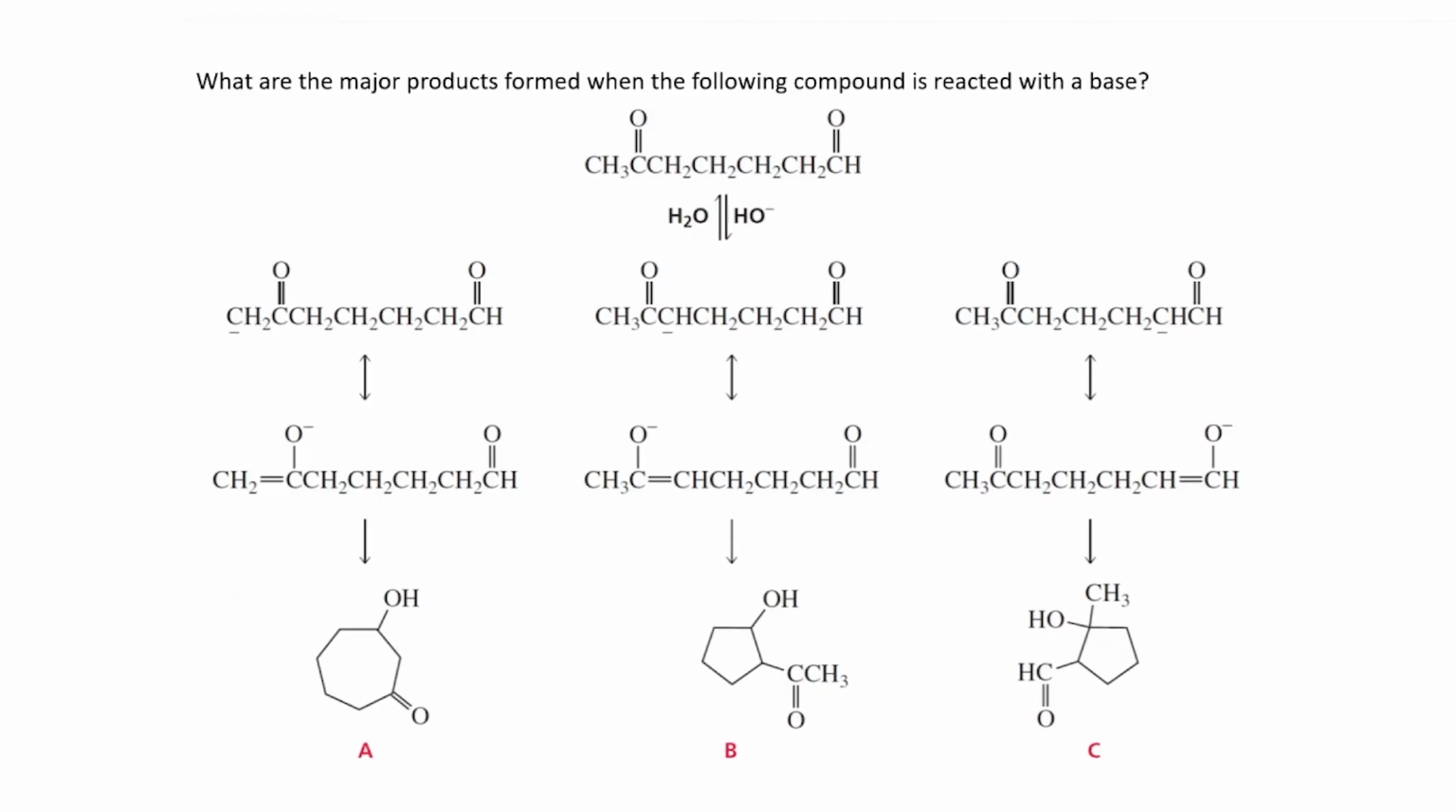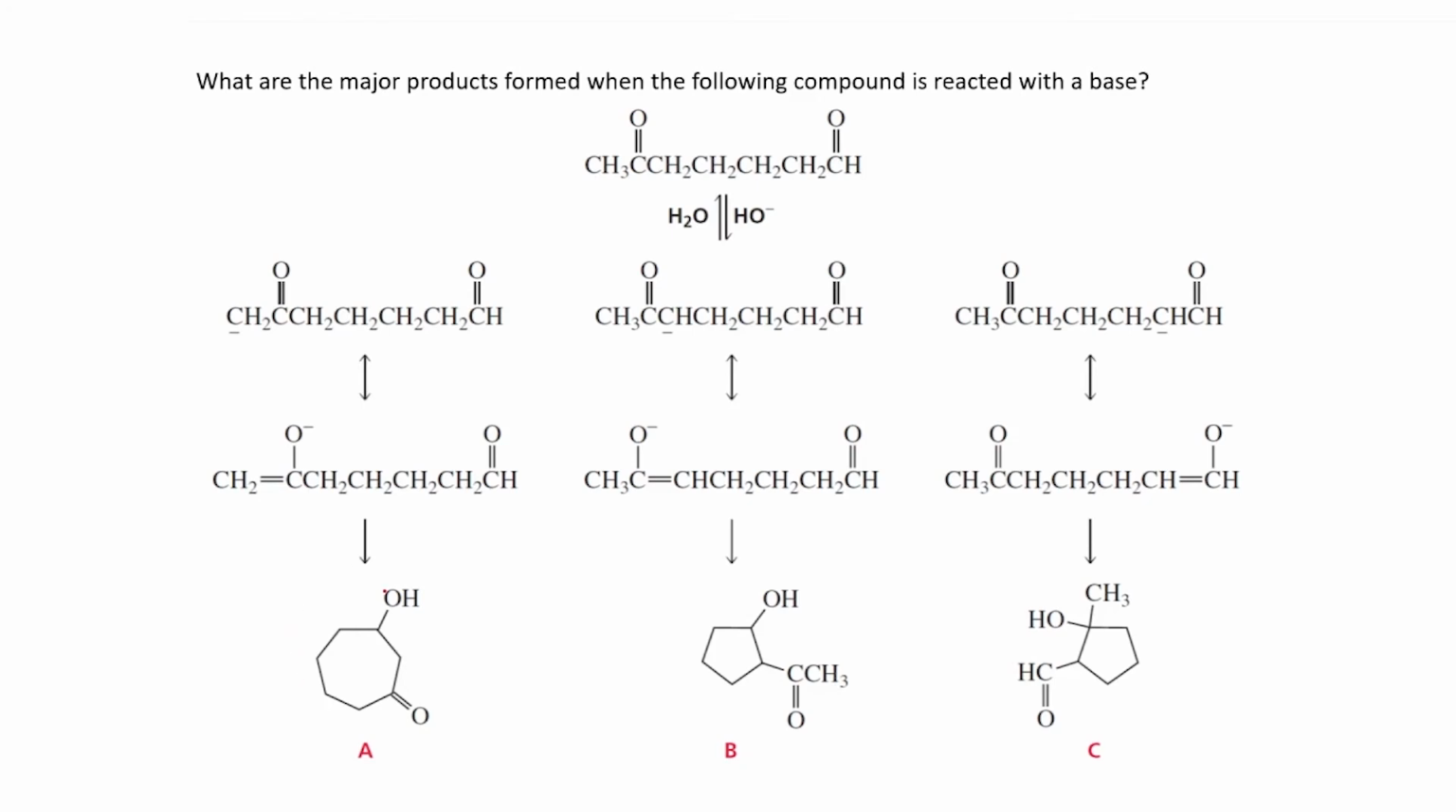What are the major products which are formed when the following compound is reacted with the base? If you recall, in the previous examples we looked at intramolecular aldol reaction, and here we're just looking at this in a little bit more detail. So let's look at this systematically. The first thing we do is go from left to right. The enolate that is going to be produced first would be this. And then the enolate can undergo an intramolecular aldol reaction, and it gives you this ring.